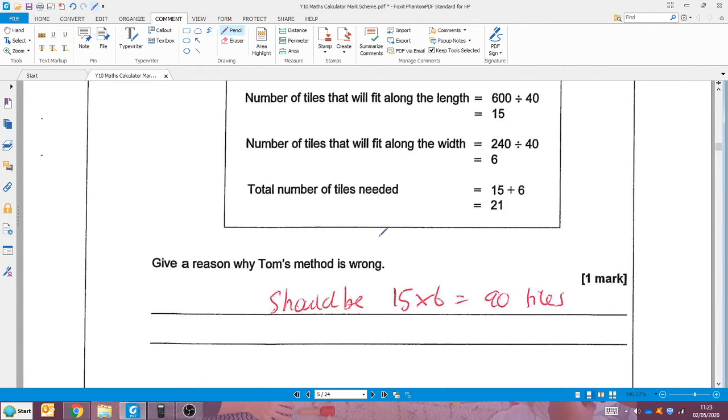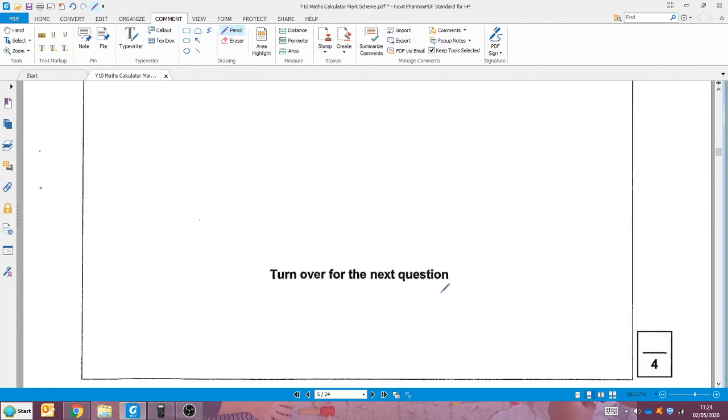And here's the question. Give a reason why Tom's method is wrong. It should be 15 times 6, Tom. You need 90 tiles, all right? 15 times 6. And many of you wrote a whole story here, which I didn't want to read. I just want to see a simple 1-mark statement. It should be 15 times 6.